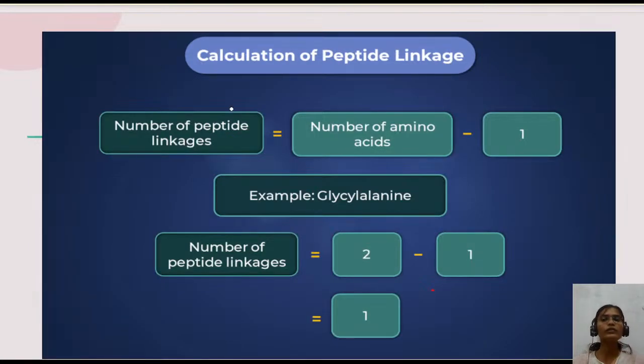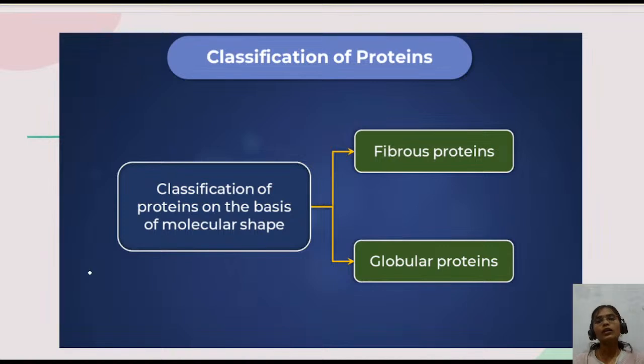If you want to find the number of linkages, it is the number of amino acids minus 1. So 8 amino acids give 7 peptide linkages. One less, because two combine to become one; 2 minus 1 is 1 only. So this is an important formula again. The second type of numerical framed from this topic is this type. Done. Now let's see the further classification of protein, like fibrous protein and globular protein.